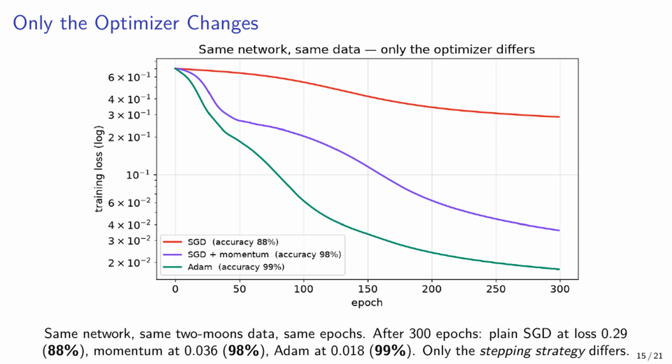Here is the payoff. Same network, same two moons data, same number of epochs, and only the optimizer changes. After 300 epochs, plain SGD is still at a loss of 0.29, that is 88% accuracy. Momentum has pushed to 0.036, 98%. And Adam reaches 0.018, 99%. None of them changed the model or the data, only the stepping strategy.